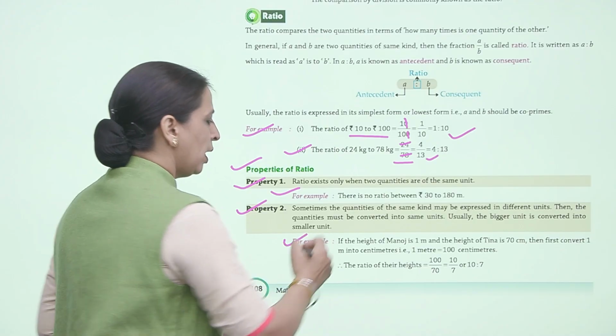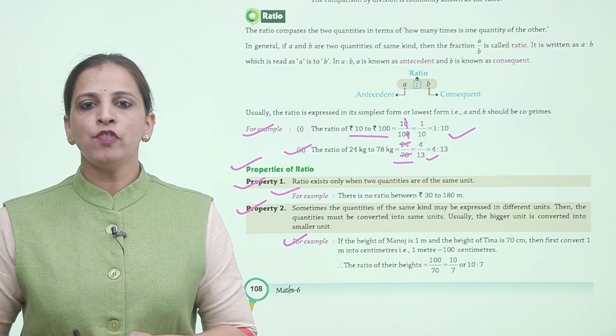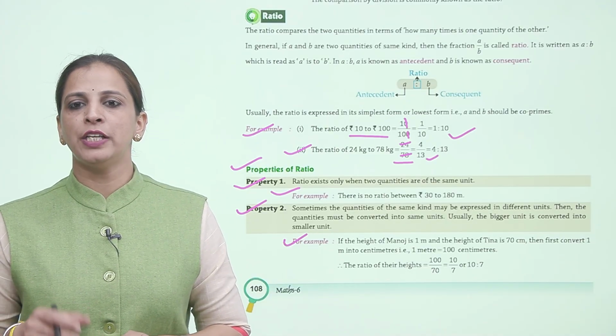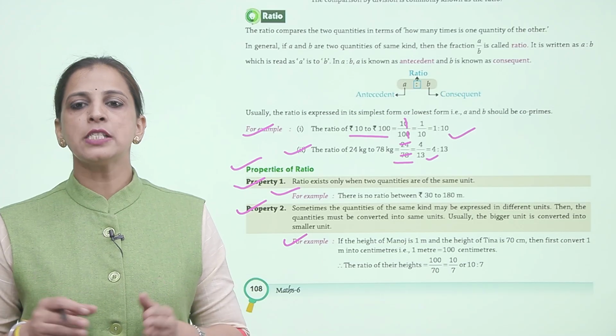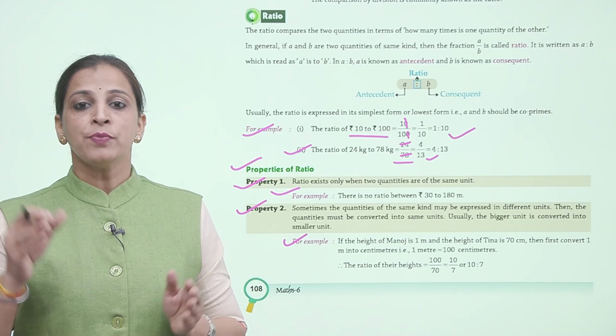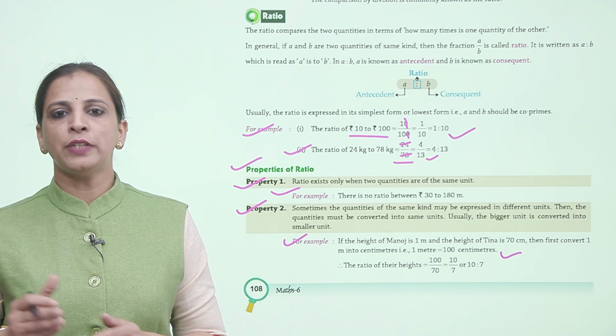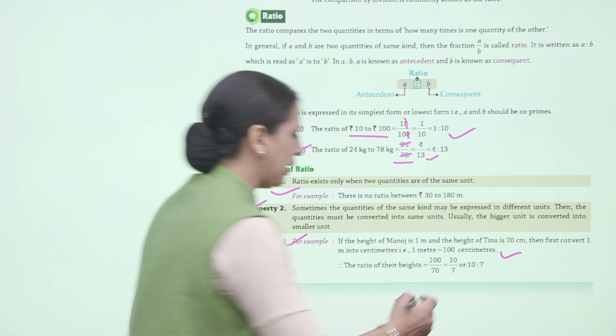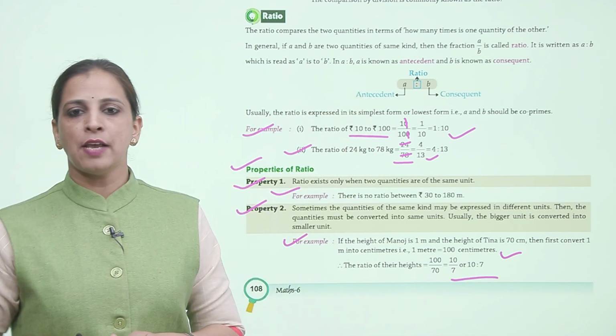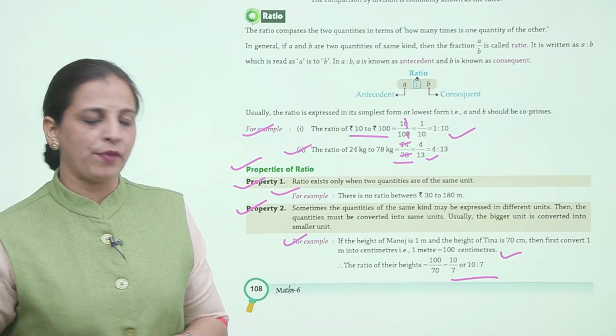For example, if the height of Manoj is 1 meter and the height of Tina is 70 centimeter, then first convert 1 meter into centimeter. That is, 1 meter is equal to 100 centimeter. The ratio of their heights is 100 upon 70, that is 10 upon 7 or 10 is to 7.